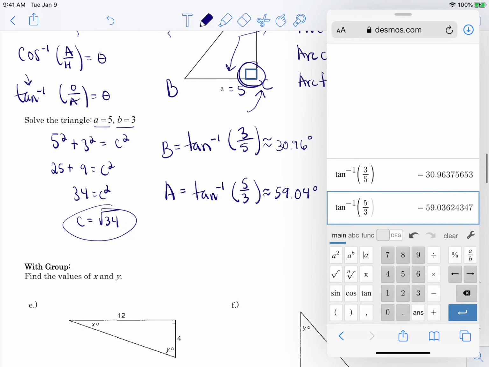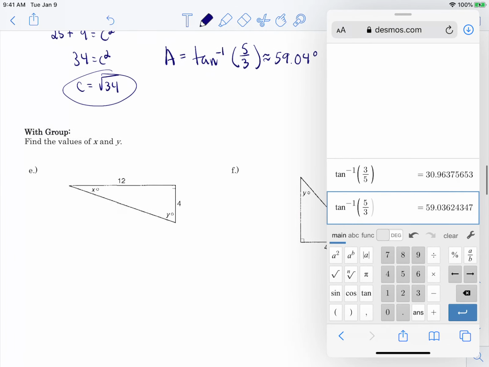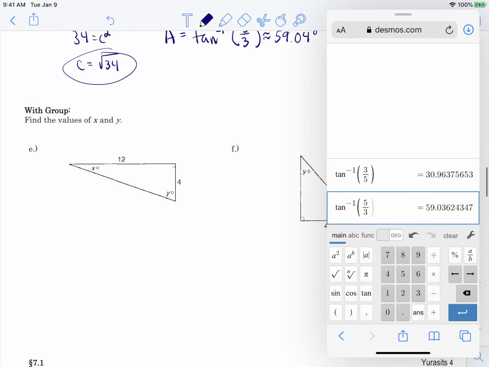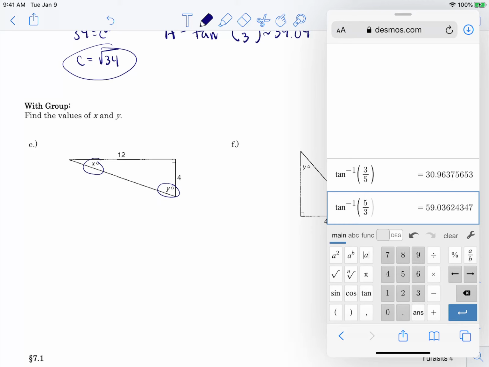Okay, so let's try 2 more. It says with group, but unfortunately we don't have that option. So here I'm looking for angle X and angle Y. Just depends on what you want to solve for first. So I'm going to choose to stand at X. Realize this is your hypotenuse because it's across from the right angle. So 12 is adjacent while 4 is opposite. So again, I'm looking for an angle, so that's my red flag that I'm going to use the inverse function of opposite over adjacent. And again, I should be very clear that this is X.